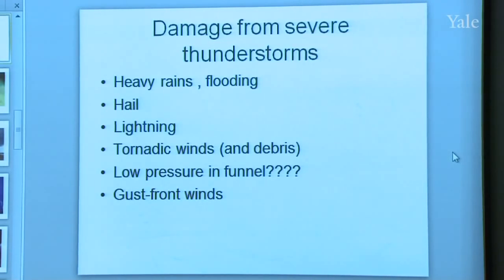What damage do you get from severe thunderstorms? Well, heavy rain and flooding. The rain rates can be very high, and again, if the storm's moving slowly, that's the most dangerous situation because it'll put a lot of water into each watershed.